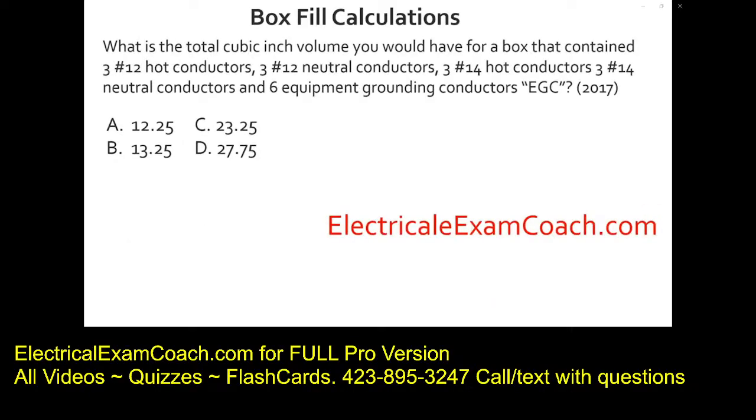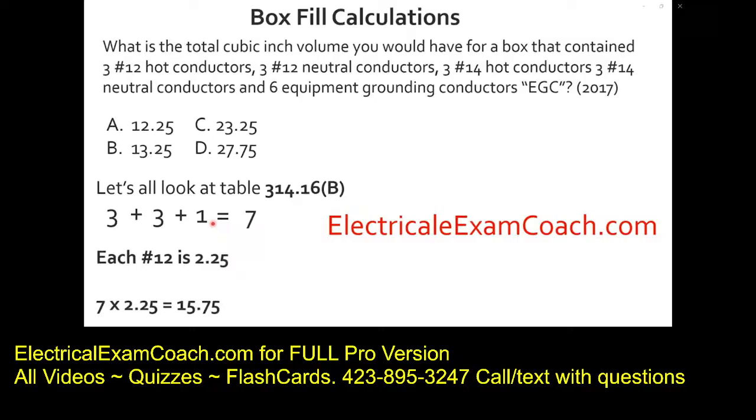Let's go ahead and do one more for the 2017. We have the total cubic inch volume, and we have 3 12 hots, 3 12 neutrals, 3 14 hots, 3 14 neutrals, and 6 equipment grounding conductors in the box. First, let's count our 12s, because that's what we're going to group all the equipment grounding conductors with, the largest conductor in the box. We know we've got 3 hots, we've got 3 neutrals, and we're going to group all of those equipment grounding conductors, counting them as 1 with the largest, which happens to be 12.